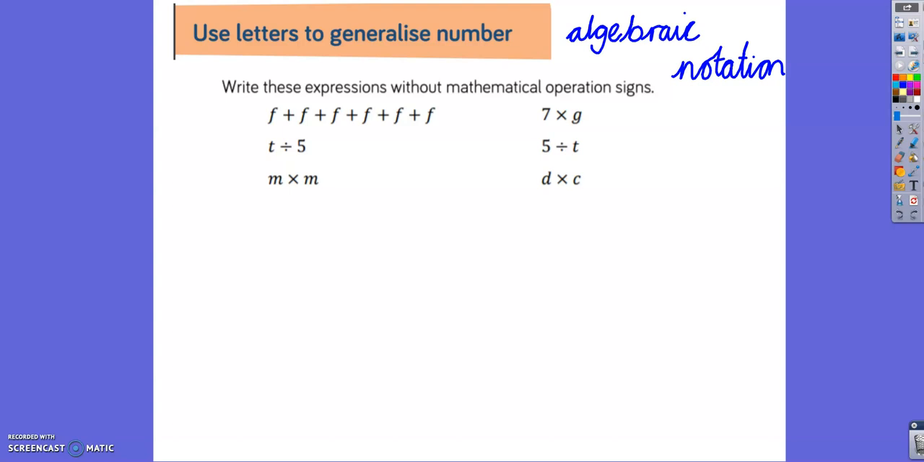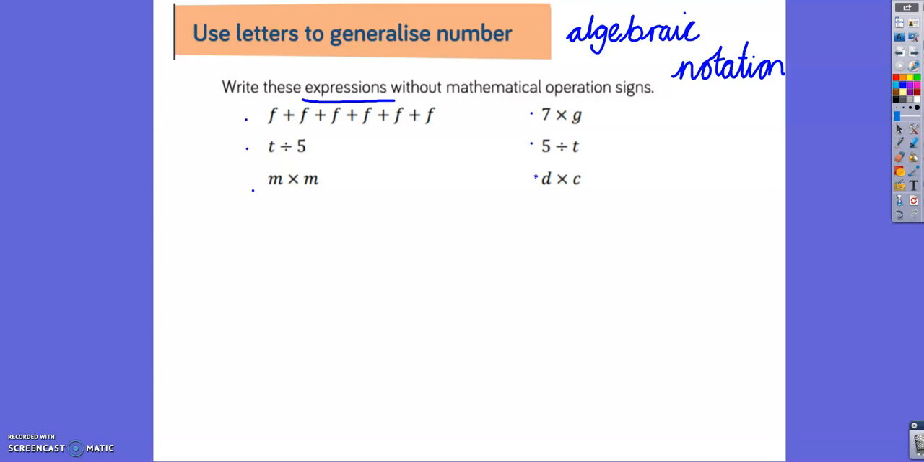Okay, in this session we're going to look at using letters to generalize a number. So this is where we look at algebraic notation. So you've looked at letters before. Now this is where language can sometimes throw people off. So write these expressions. Now these are all algebraic expressions without the mathematical operation signs.